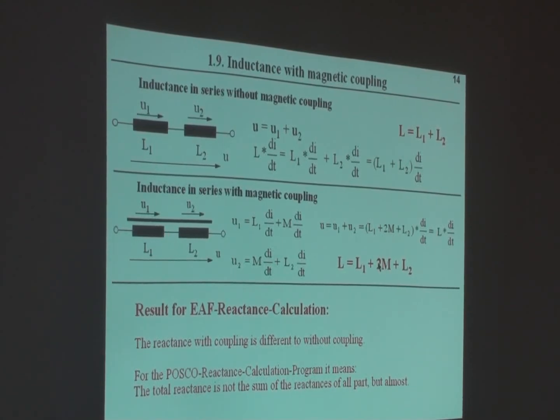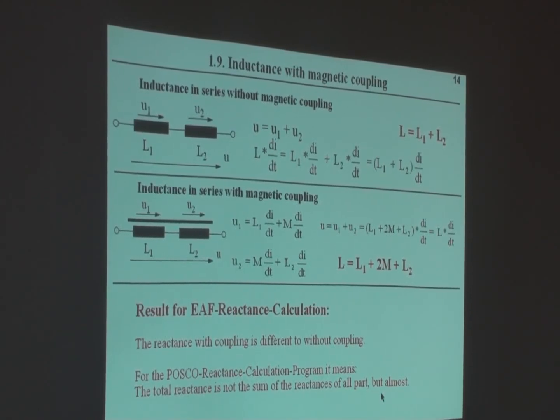And this is the most important thing also for ERF, that you have to consider all the couplings between all the conductors. And that's here in red. The reactance with coupling is different from without coupling. And for the post-group reactance calculation, it means the total reactance is not the sum of the reactances of all parts, but almost. I already told you.